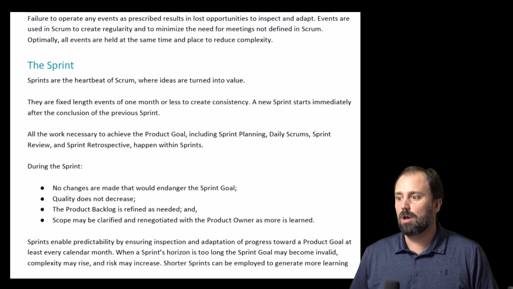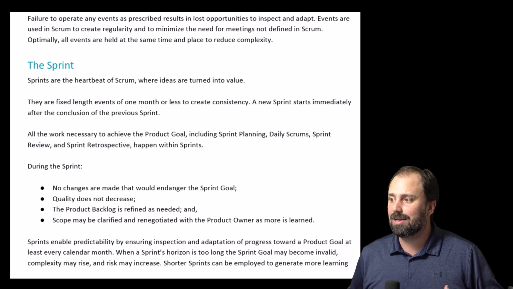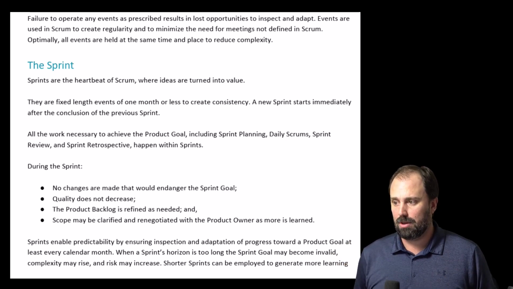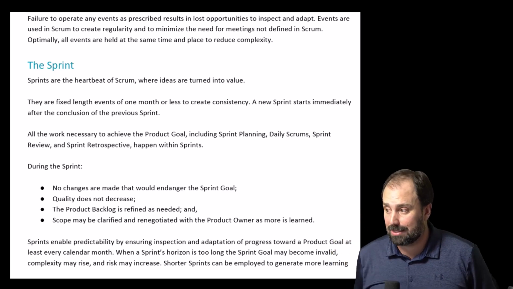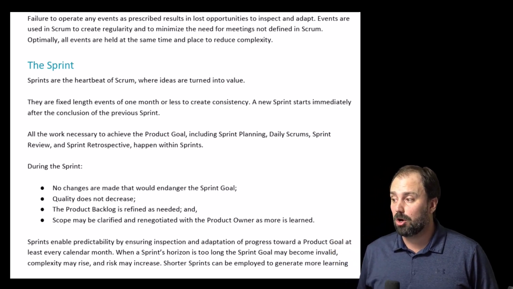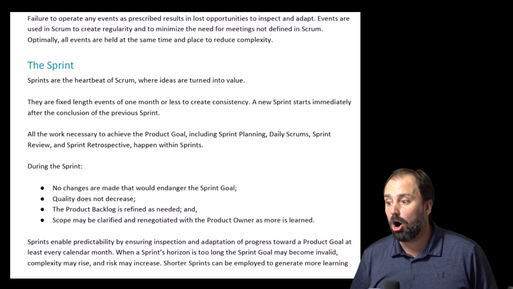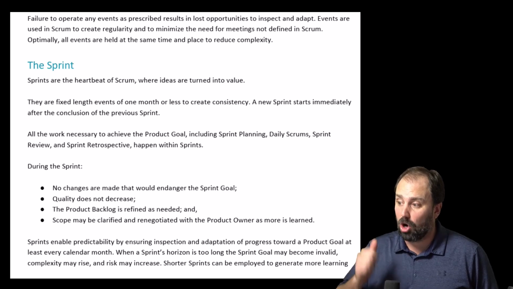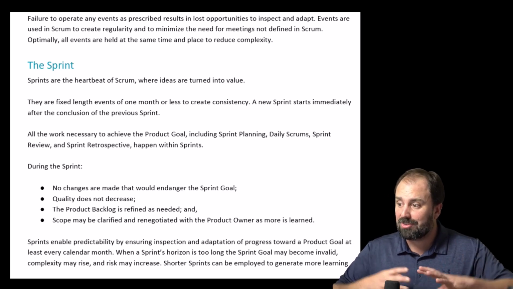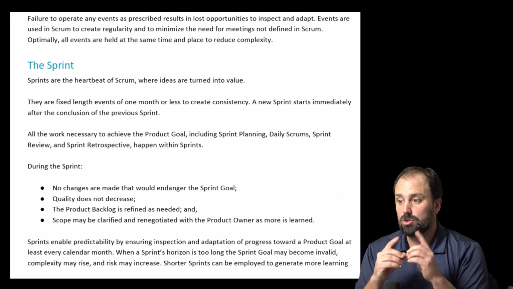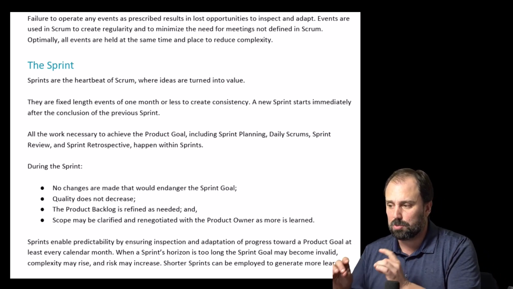The sprint. Sprints are the heartbeat of Scrum, where ideas are turned into value. They are fixed length events of 1 month or less to create consistency. A new sprint starts immediately after the conclusion of the previous sprint. All the work necessary to achieve the product goal, including sprint planning, daily scrums, sprint reviews, and sprint retrospectives, happen within the sprints. During the sprint, number 1, no changes are made that would endanger the sprint goal.